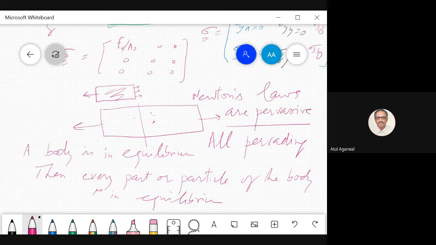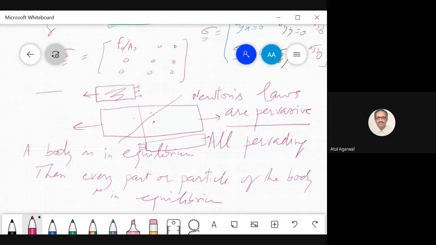Similarly, right half. How can it be in equilibrium? Because this left fellow won't let it go away. Otherwise, it will accelerate to the right. So there are internal forces which are equal and opposite. By Newton's third law, they have to be equal and opposite. And they try to keep the parts in equilibrium. They hold the body together. You can take any part.